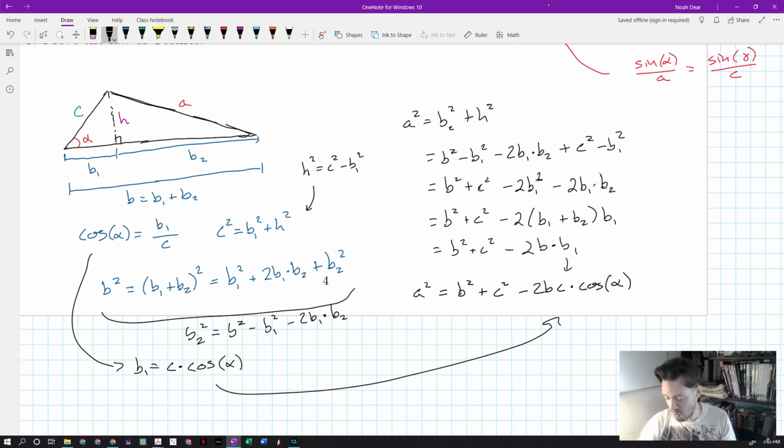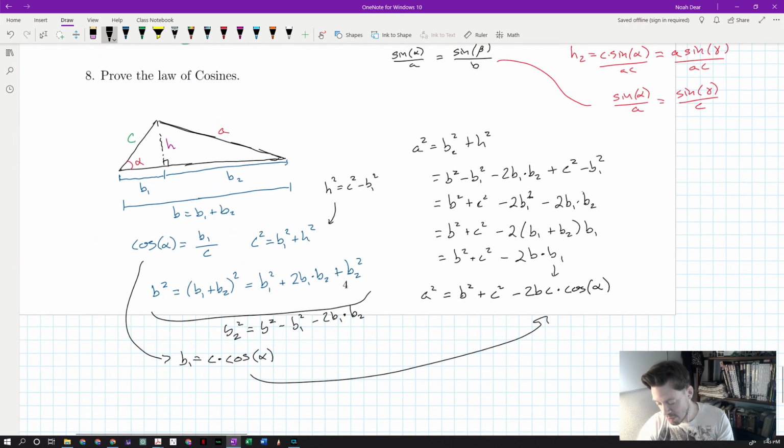And this was, I mean, we arbitrarily chose these names. We could rotate this around and get the other two, but we'll leave it at this. This is the proof of at least that one of those three forms. The other two forms could be proven similarly.